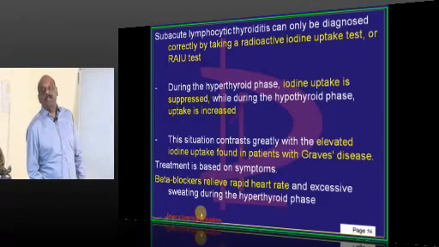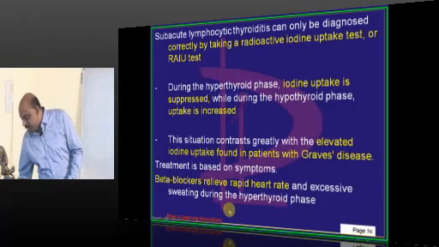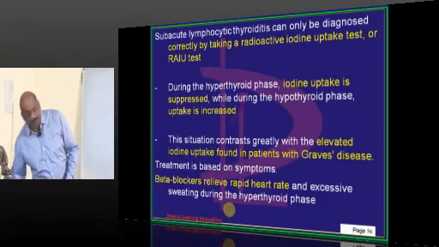So how do you treat it? Not steroids. We give beta blockers is what you need to basically remember.